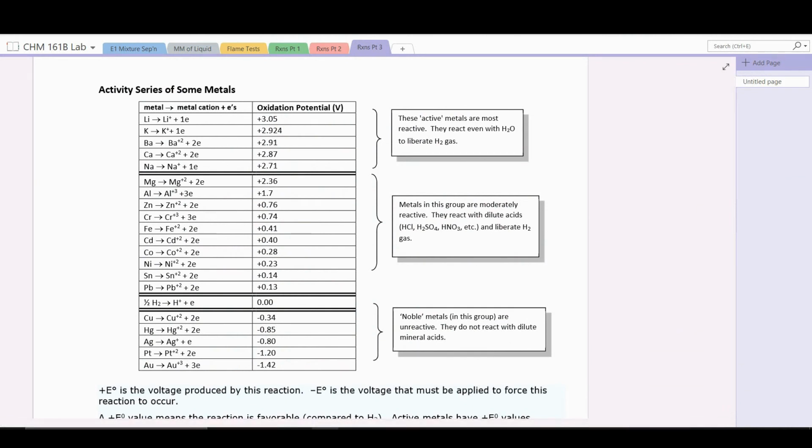Before we look at the lab procedure, I'd like to show you 2 short video clips that are informative but also fun. Take a look at the metals that lie above this double line. Lithium, potassium, barium, calcium, and sodium. They are such strong reducing agents that they will even reduce water to liberate hydrogen gas and hydroxide ion. Let's take a look first at lithium metal in water.